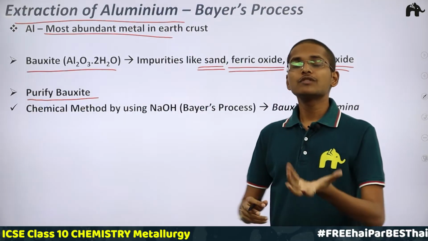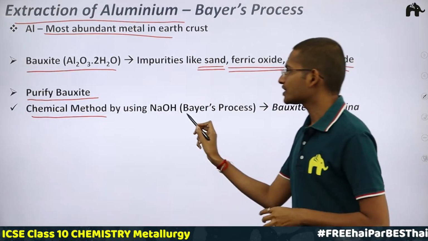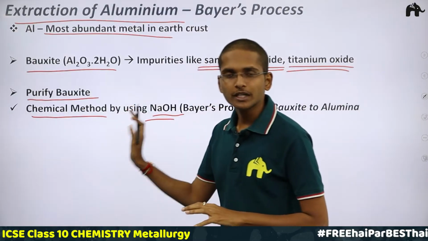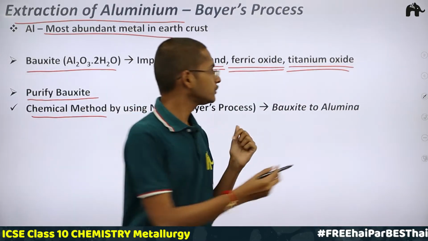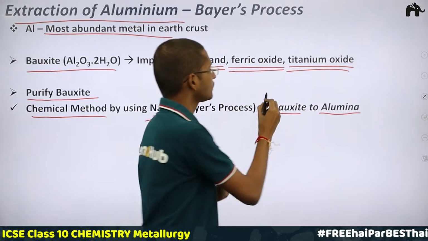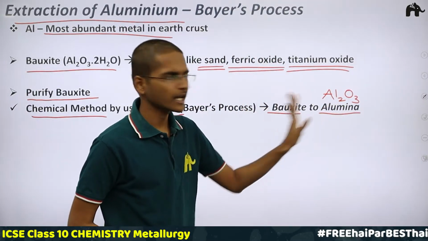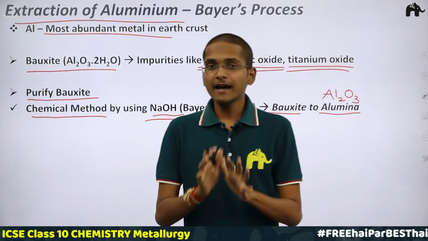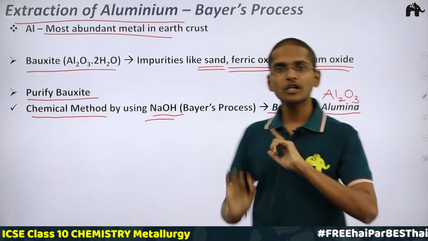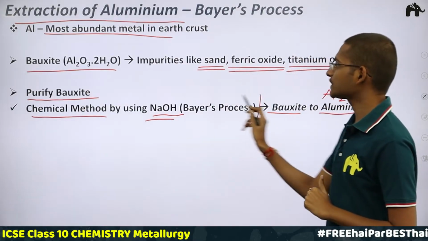We are going to use a chemical in it, an alkali, NaOH. For purifying the bauxite, in this method we are going to convert bauxite into alumina. We know the formula of bauxite is Al2O3.2H2O, and alumina is Al2O3, simply aluminium oxide. This chemical method in which we use NaOH to convert bauxite to alumina is given a special name, and it is called Bayer's process.